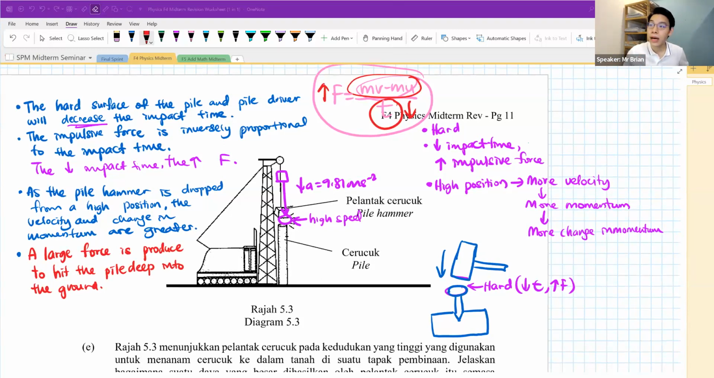Yes, pile hammer is pile driver. Correct. You can use hammer or driver, same. Yeah, the pile hammer is also usually quite heavy. You can talk about that as well.